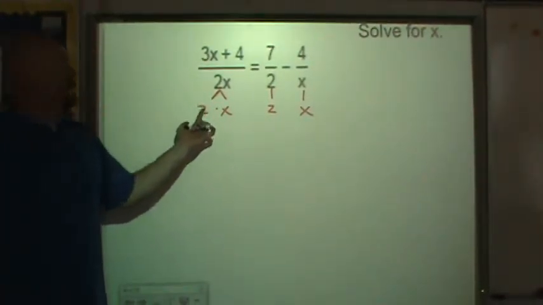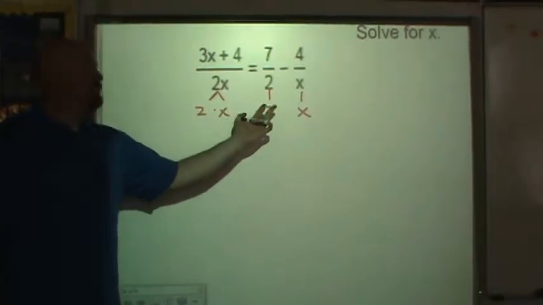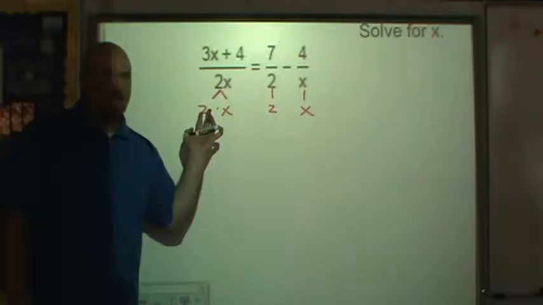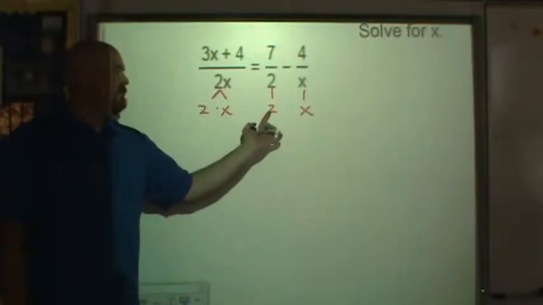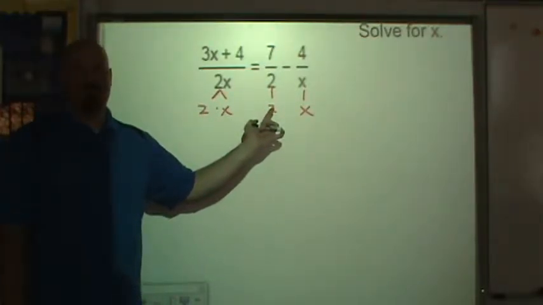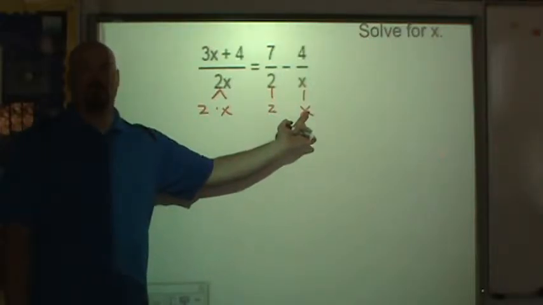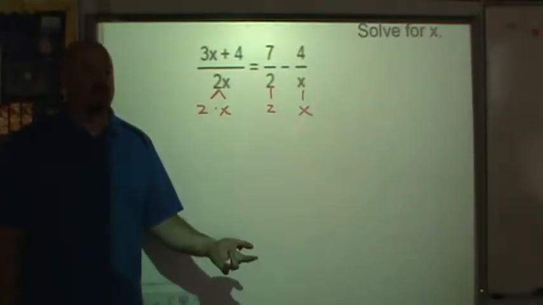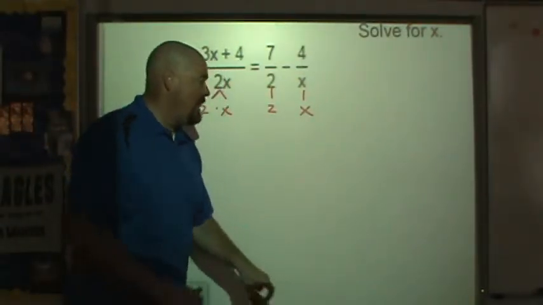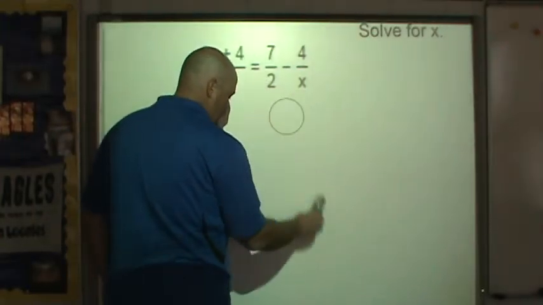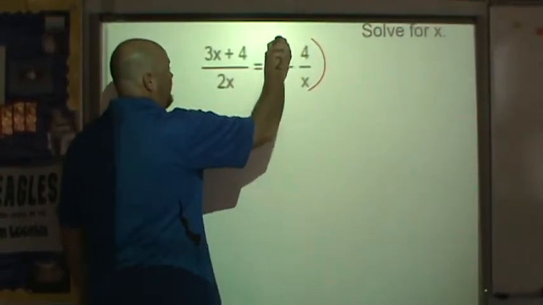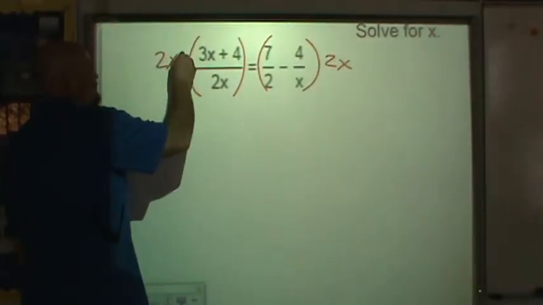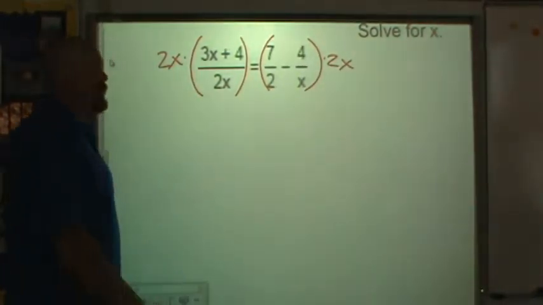So when I look at this denominator, is either one of these 2 things missing from this? No. What's missing from this denominator? X, right? What's missing from this denominator? A 2. So what's the lowest common denominator? 2x. So our denominator of 2x is what we're going to multiply everything by. 2x on this side, 2x on this side. Everything gets multiplied by 2x.